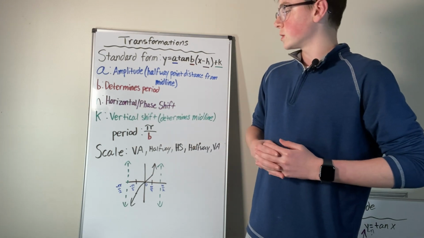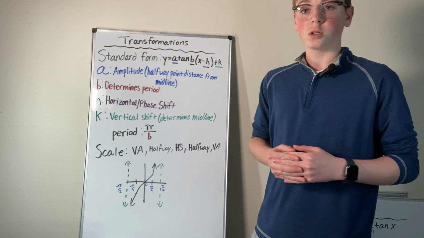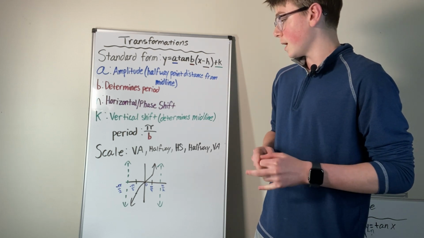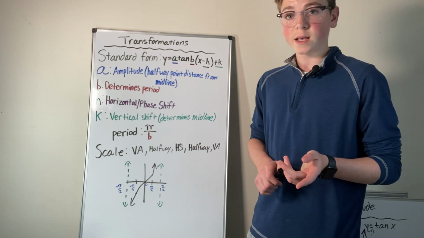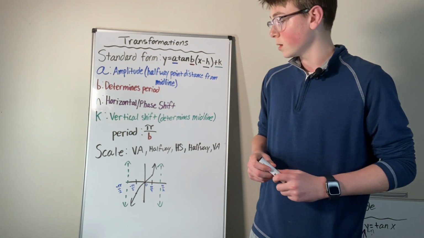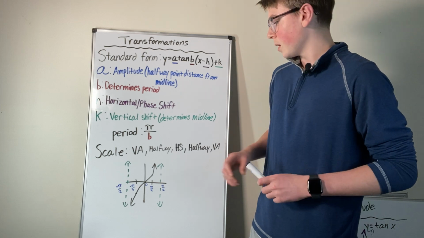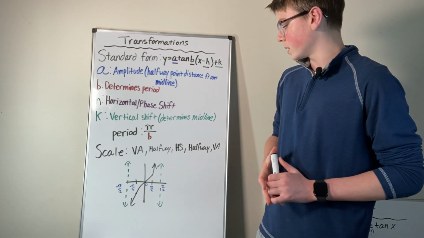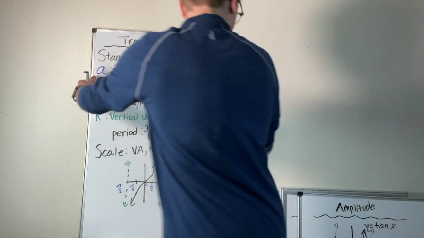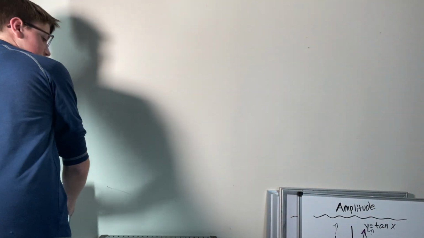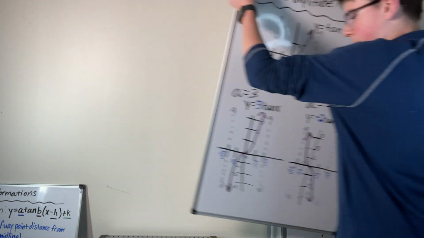H is our horizontal / phase shift. K is our vertical shift, which determines our midline. And then our scale has to go along with the period. We start at our vertical asymptote, which is plus or minus pi over 2b plus h. And then we have our halfway point, then horizontal shift, then halfway point, then vertical asymptote. So let us start at amplitude and work our way through.